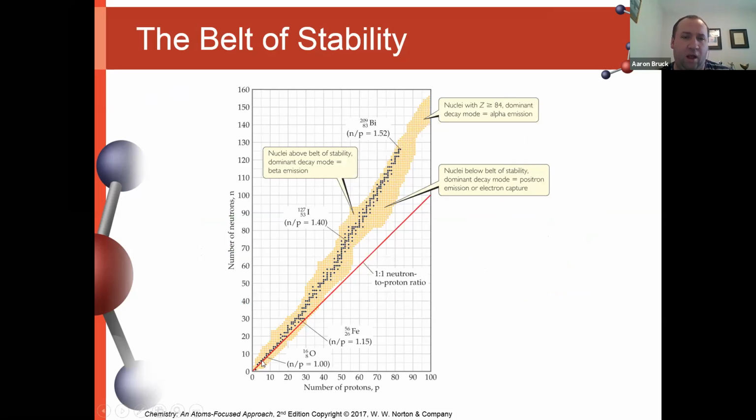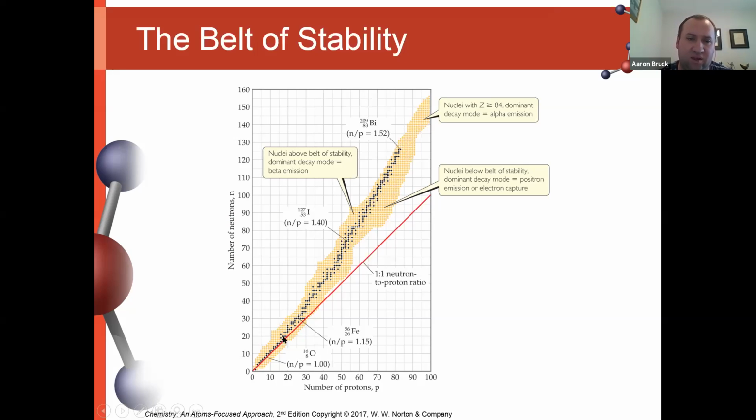We can see here that all of the black dots represent stable nuclei. All of the yellow dots represent the unstable nuclei. And this red line represents a pure 1-to-1 ratio of protons and neutrons. You can see that up until about element number 20, calcium, we spend most of the time at or pretty close to the line.